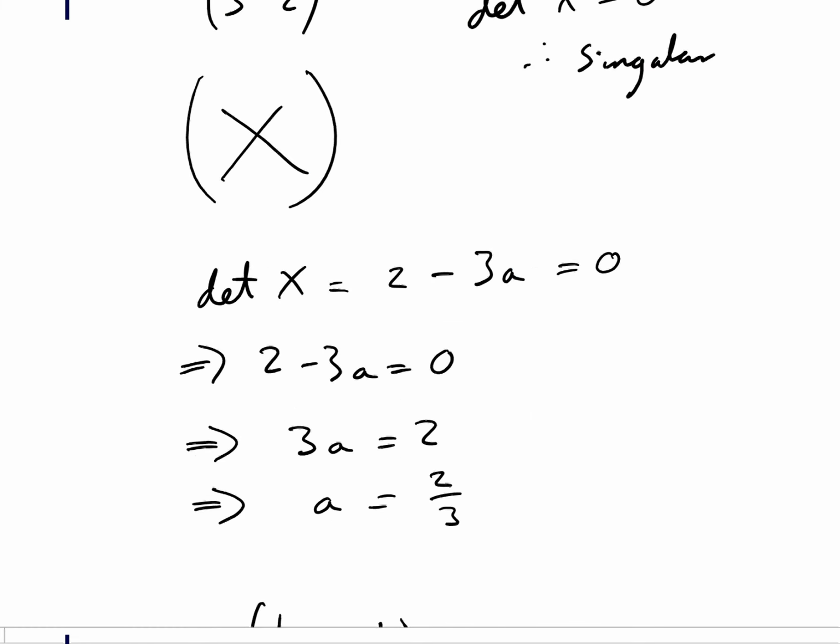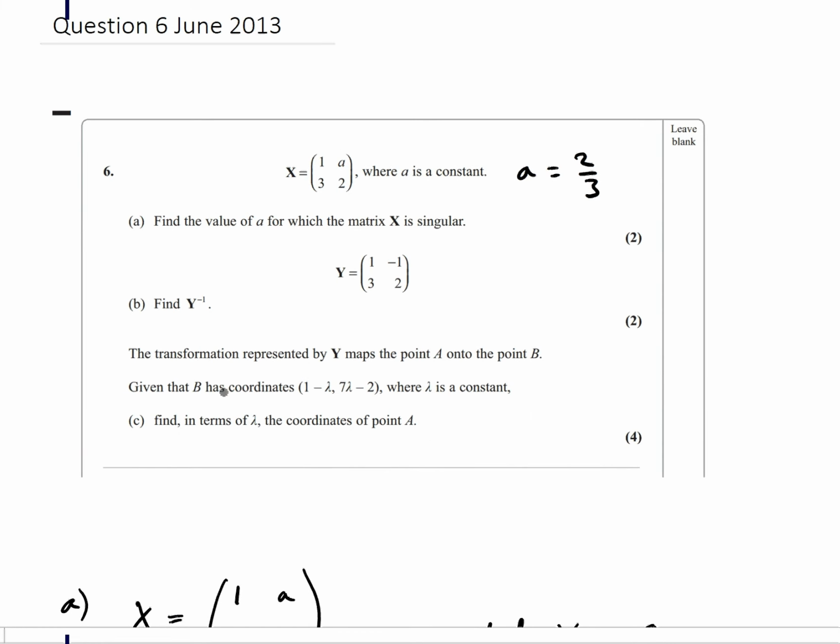Now if we look at part C, we're told the transformation represented by Y, so Y is the transformation matrix, maps the point A onto the point B. We're told that B has these coordinates, 1 minus lambda and 7 lambda minus 2, where lambda is some number. We're asked to find, in terms of lambda, so our answer is going to have a lambda in it, the coordinates of point A.